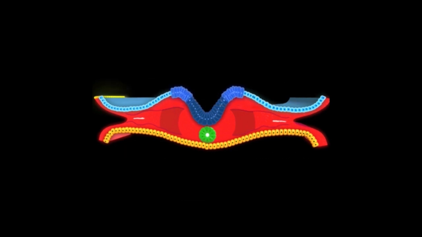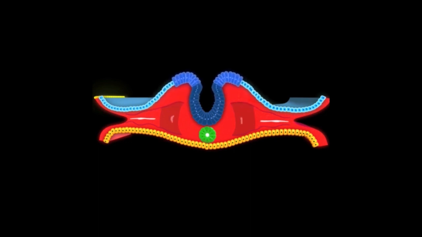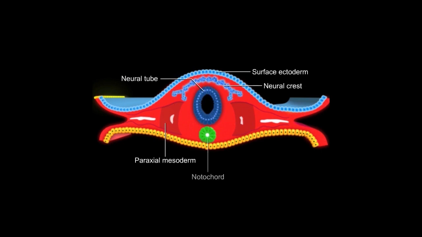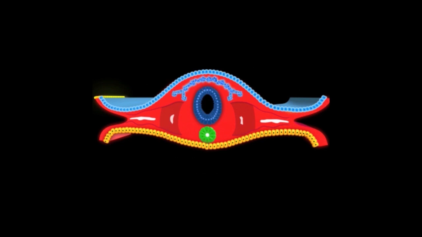As the neural tube separates from the surface ectoderm, neuroepithelial cells separate from the neural tube to form the neural crest. The neural crest separates into right and left parts, which are located between the neural tube and surface ectoderm. Neural crest cells migrate widely and differentiate into various specialized cell types.